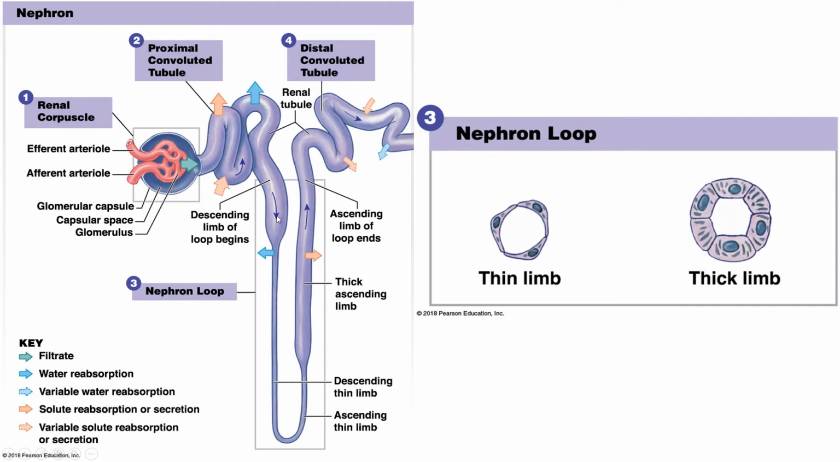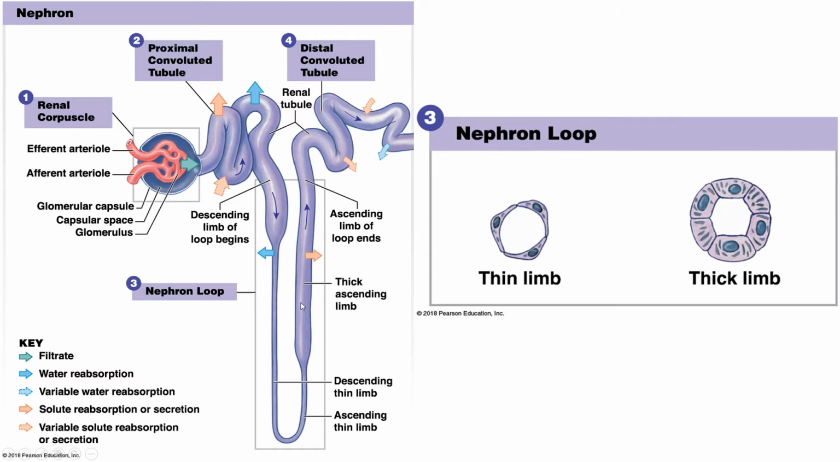The descending limb is known as the thin descending limb because it's made up of mostly a thin tubule. It does have a thick region, but most of it, as you can see, is going to be a thin limb. And of course, this is going to be a simple squamous epithelium that is going to make a 180-degree turn to form the ascending limb.